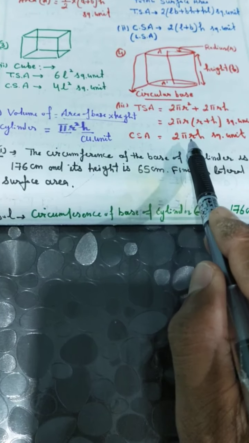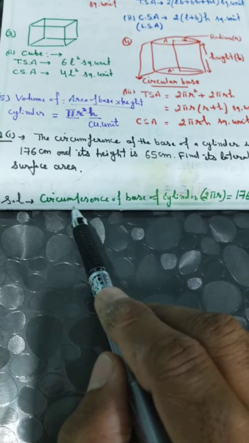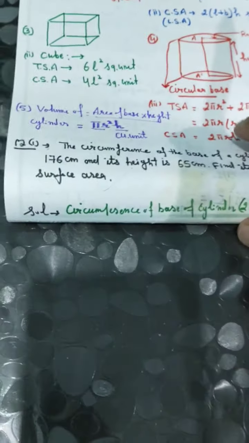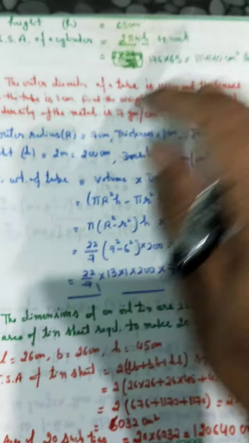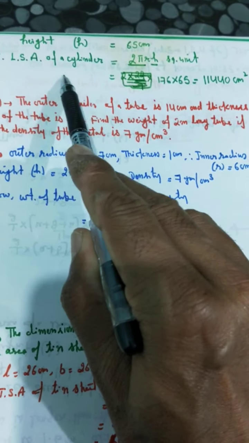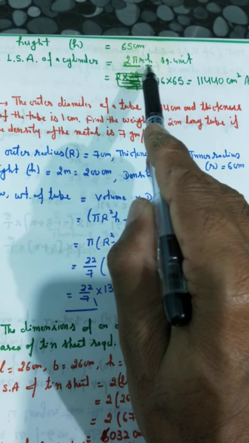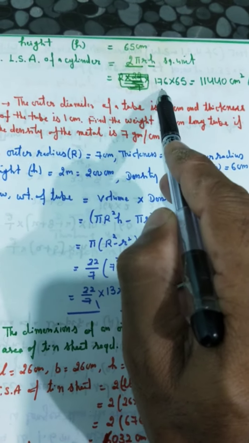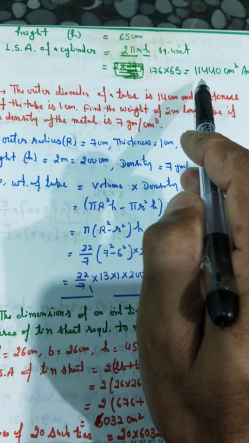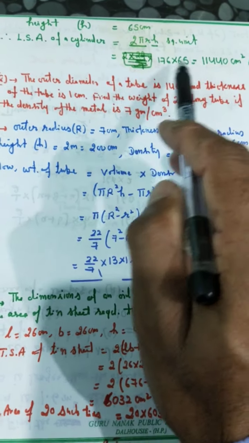This is equal to 2 pi r h. Directly 2 pi r and h are given. So the circumference of the base of the cylinder is 2 pi r equal to 176 centimeter, and the height h is equal to 65 centimeter. Therefore the lateral surface area or curved surface area of the cylinder is equal to 2 pi r into h. 2 pi r is 176 and h is 65. Their product will be 11,440 square centimeter.